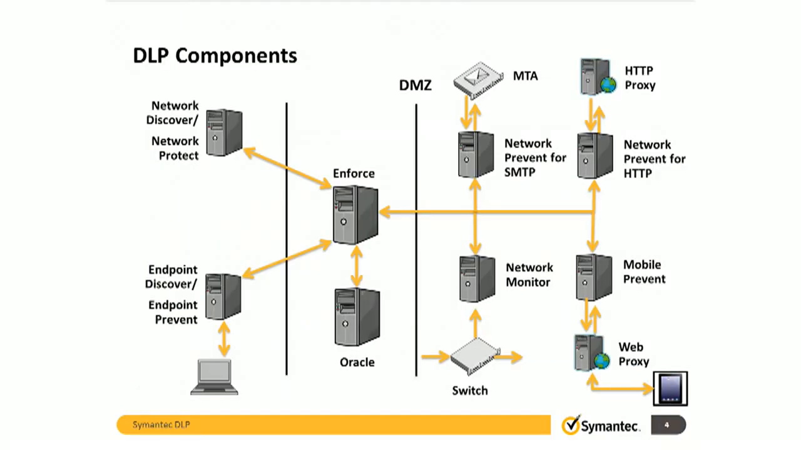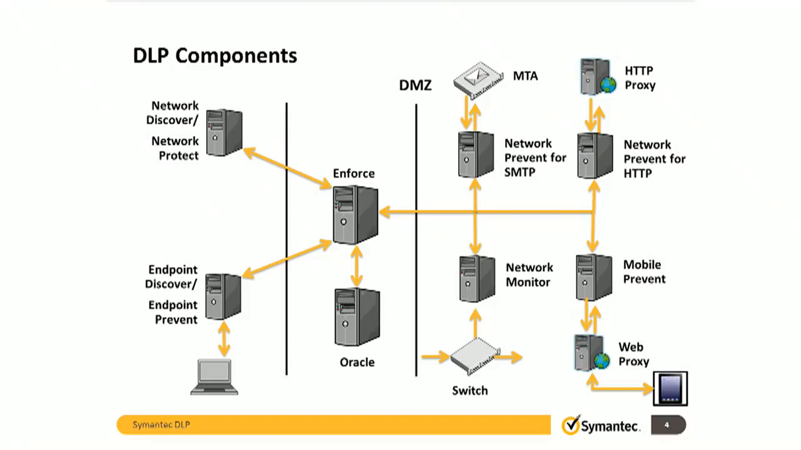Here we see a basic overview of the DLP architecture. The middle section is comprised of the DLP management components, the Enforce console, and Oracle database. The servers on the left represent detection servers used to scan designated network devices inside the corporate LAN. These are typically scheduled events. The servers on the right represent detection servers that receive traffic from other network devices and modify the data as needed before it leaves the environment.